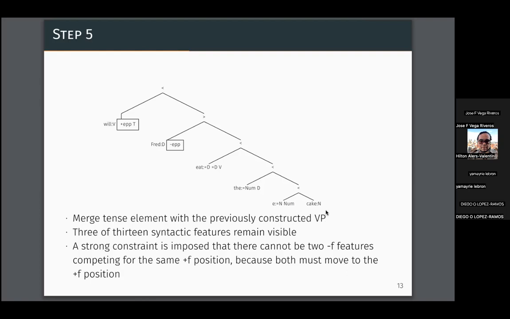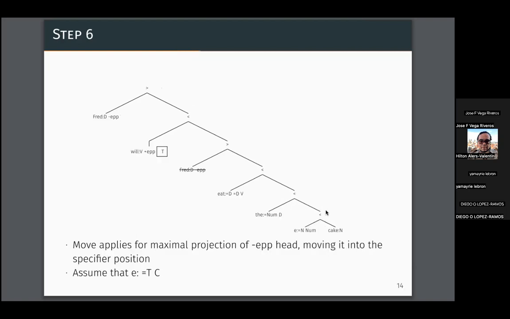you're right. This is what I mentioned earlier. We have a strong constraint where we can't have 2 minus F features competing for the same plus F feature. But in this case, we only have 1 minus F feature and 1 plus F feature. So our minus F feature is going to go to the position of our plus F, right? So now we use move to bring the maximum projection of the minus F head, and we're going to move it into the specifier. Is that clear, right? We had a requirement to fulfill, so we fulfill it by moving Fred to Go.